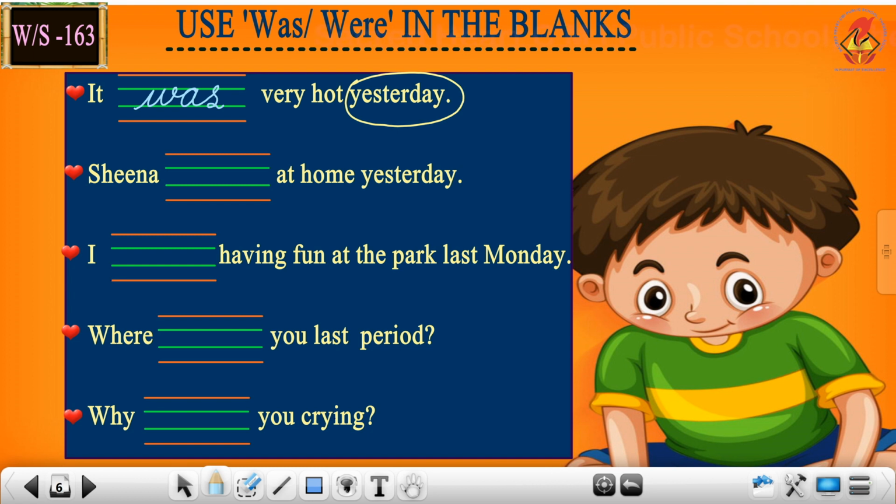Again the next one, Sheena dash at home yesterday. Sheena means, is it a singular noun? Yes, it is, isn't it? So we will choose was. Sheena was at home yesterday. Again, I dash having fun at the park last Monday. So there also the action is in the past tense and it is I, which is in singular form. So what do you have to choose? Yeah, you have to choose was.